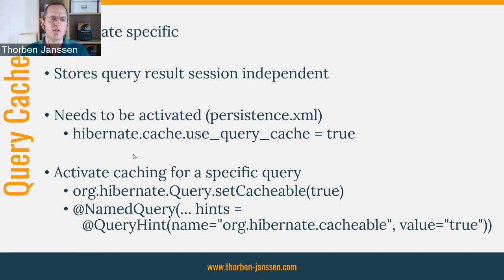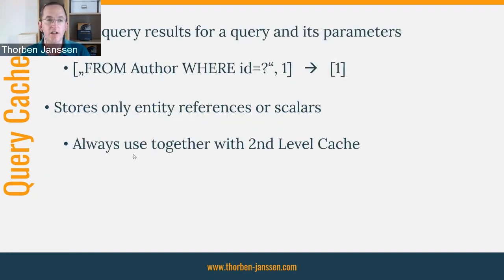And due to that, you need to activate the cache first of all in your persistence XML by setting the hibernate.cache.useQueryCache parameter to true, and then by activating the cache for the specific query. And then Hibernate stores the query result in the database. And then you need to be aware of a second pitfall, and that is the query cache only contains references to entities. So you need to make sure that the entities that you return in the cached query are also cached in the second level cache.